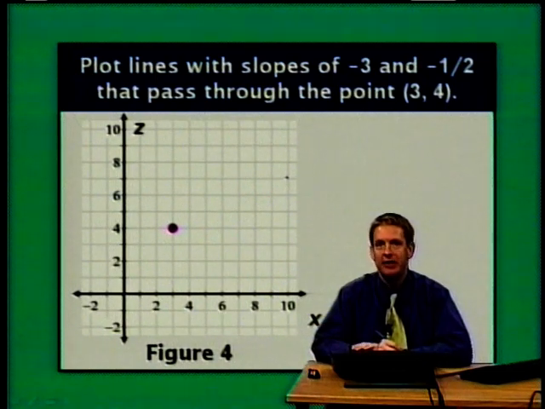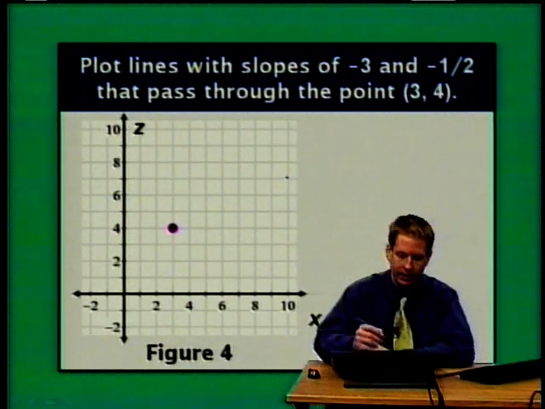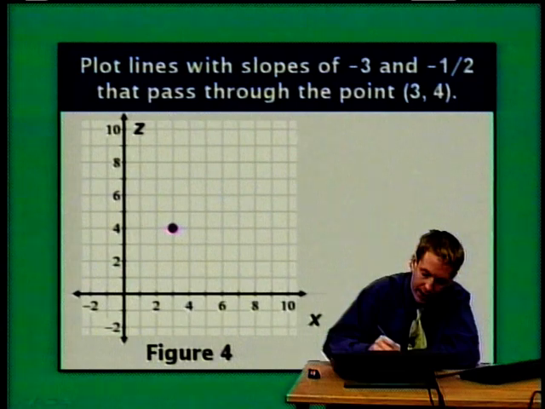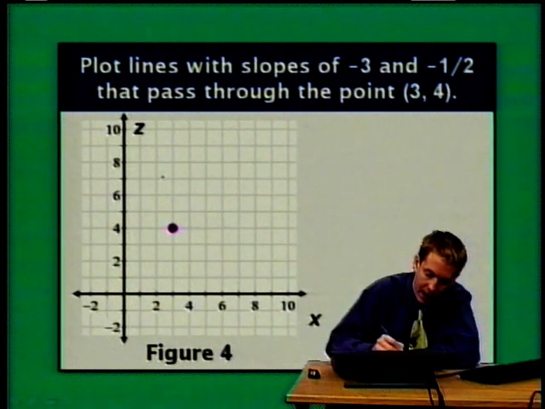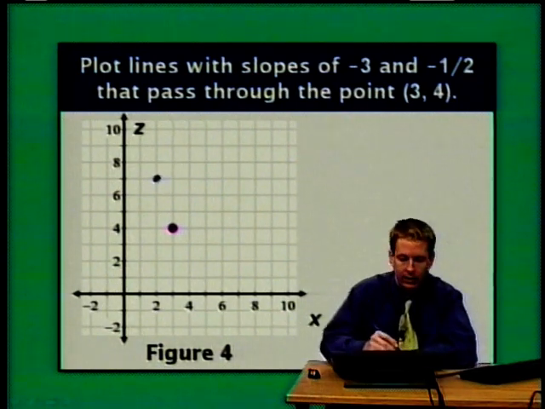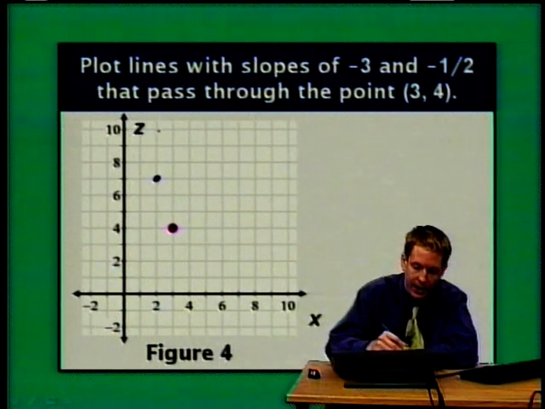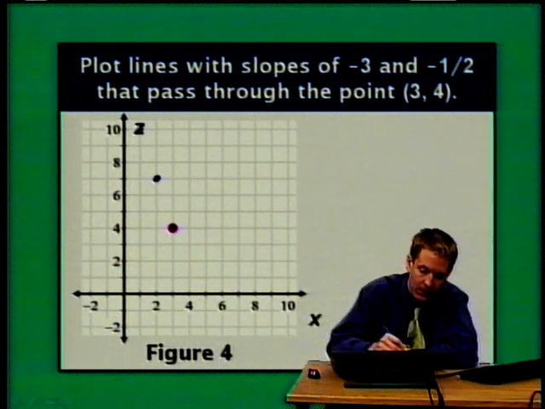Let's plot some lines with slopes of negative 3 and negative 1/2 that pass through the point (3, 4). Negative 3, what's a ratio that simplifies to negative 3? How about 3 over negative 1? So I'm going to start at this point. I'm going to make a rise of 3 and a run of negative 1. Let's make another rise of 3 and run of negative 1.